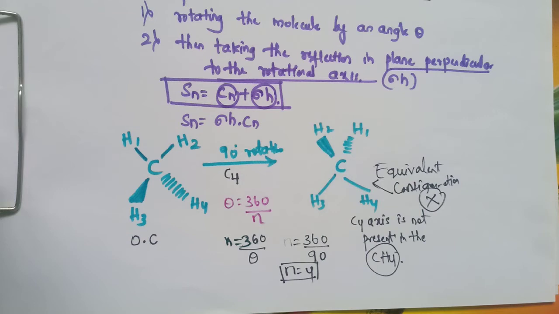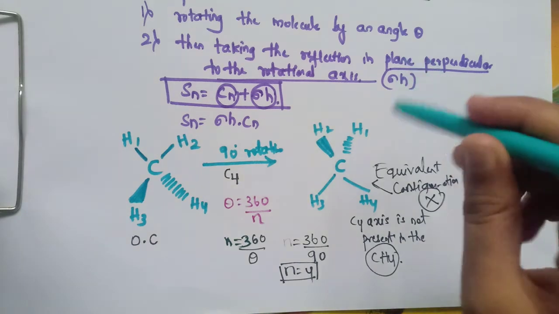Next, the first step we have completed is rotating the molecule by an angle theta. The angle theta may be 90 degrees, 120, 360, according to the shape of the molecule. So the next step is taking the reflection in a plane perpendicular to the rotational axis. Now let's take this plane perpendicular to the rotational axis for reflection.